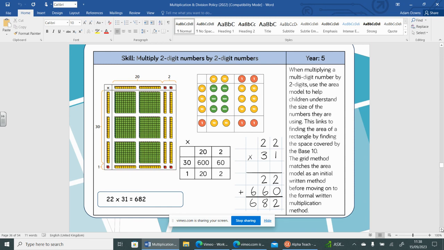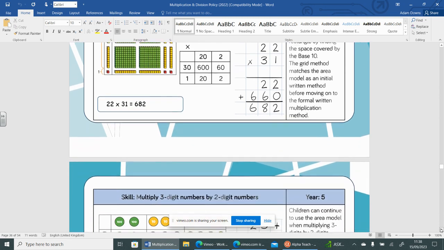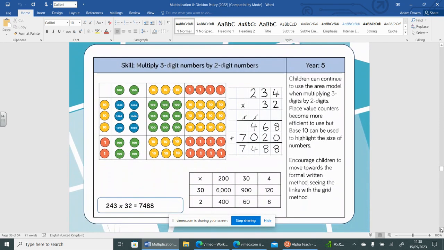So if we go back onto here, continuing year 5, we're still progressing. We've got slightly larger numbers. So we're looking at 3-digit numbers by 2-digit numbers, so 234 multiplied by 32. It's the same method, same way of calculating that we've just gone through, or we can expand it with the grid method over here to help them understand it.